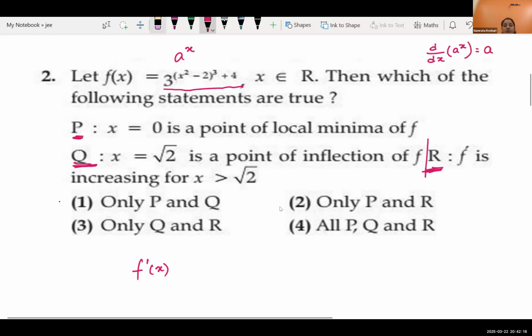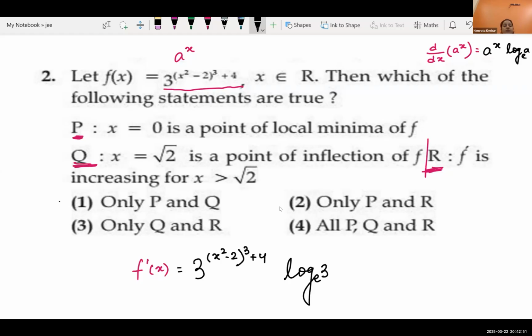Is it a to the power x log a base e? Yes or no? So f dash x is a to the power x, our a is this 3, the power as it is, we will copy paste, times log 3 base e. Clear?